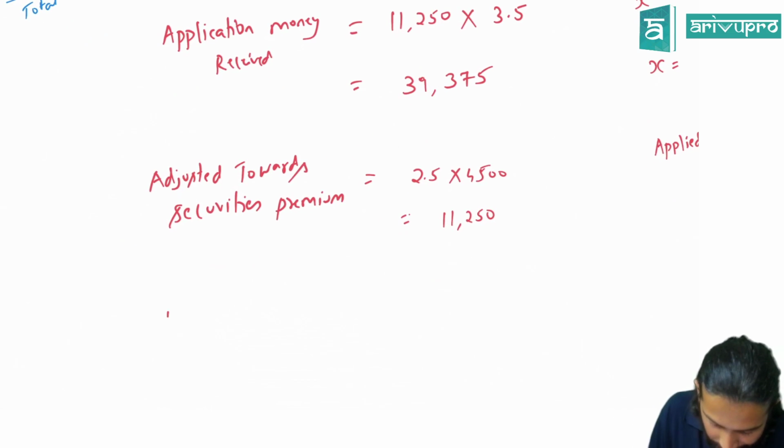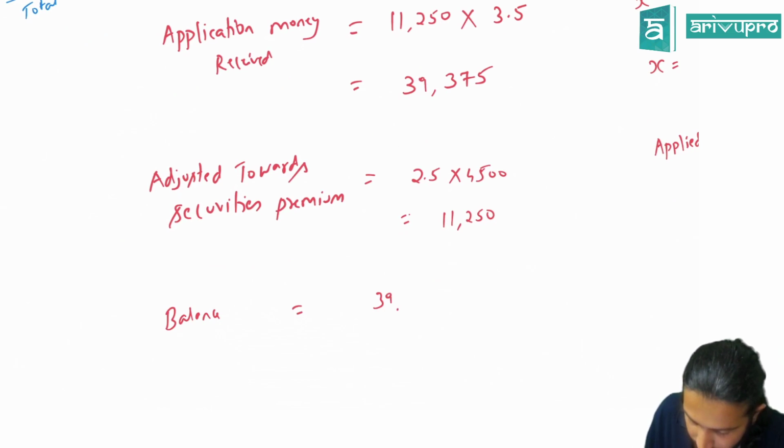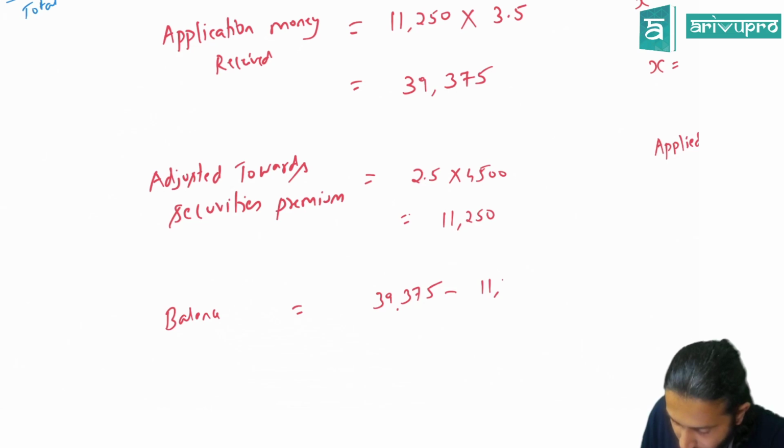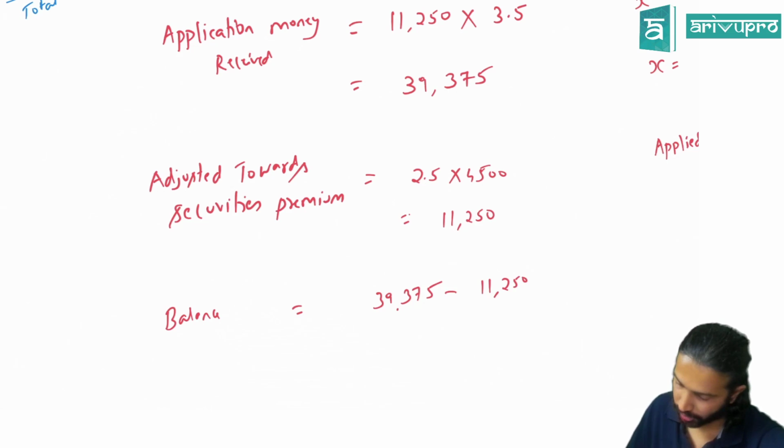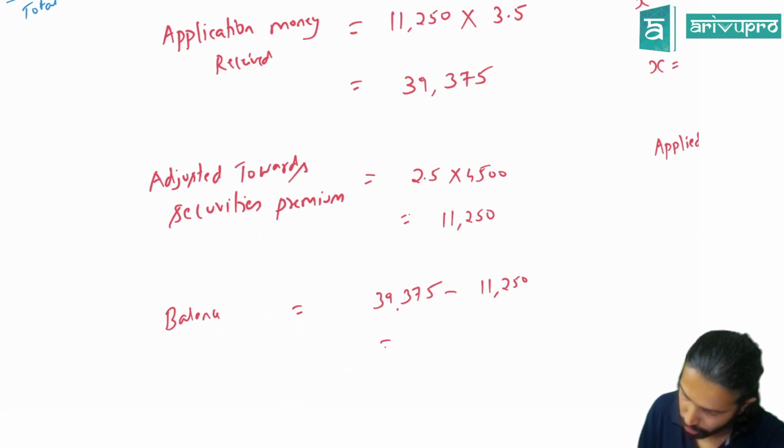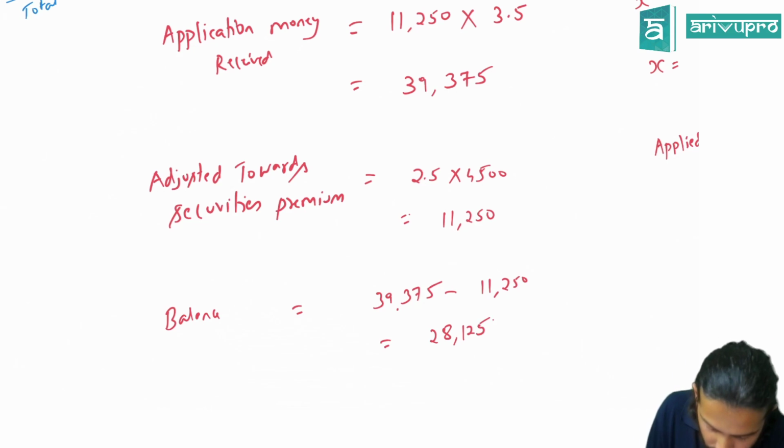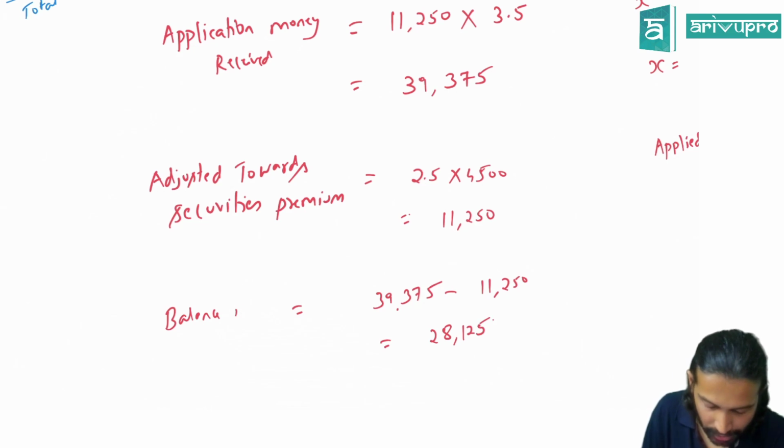Adjust that. How much is the balance remaining? Balance is 39,375 minus 11,250. How much are you going to get? 39,375 minus 11,250 is 28,125. This you transfer to the share forfeiture account.